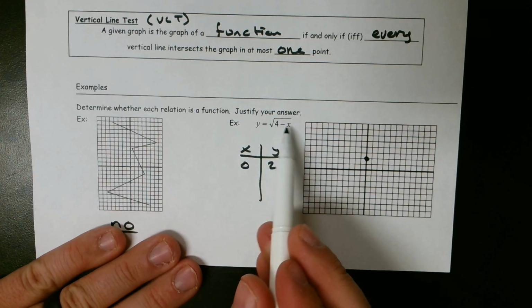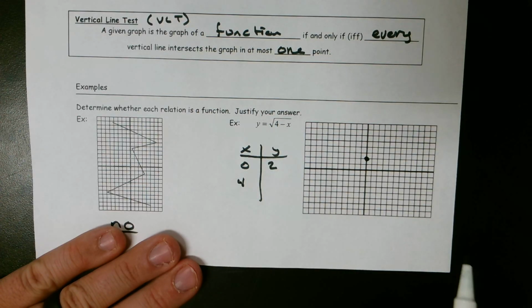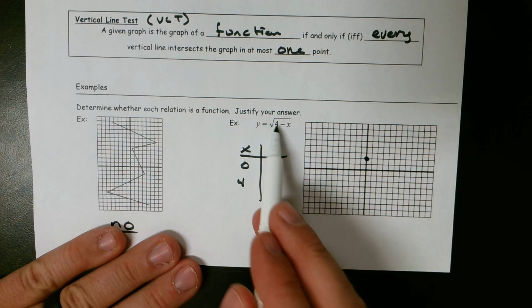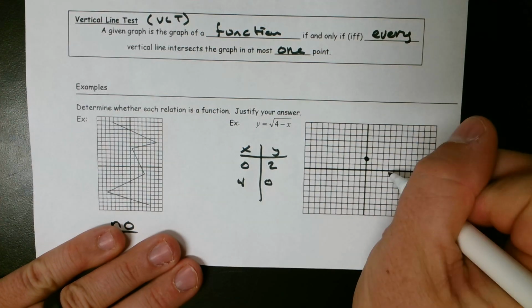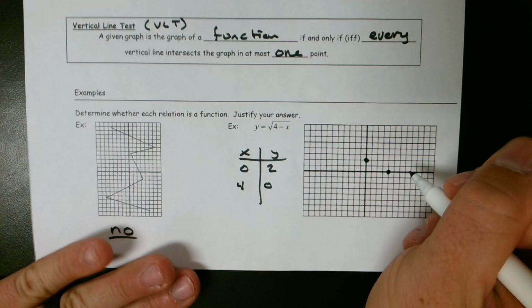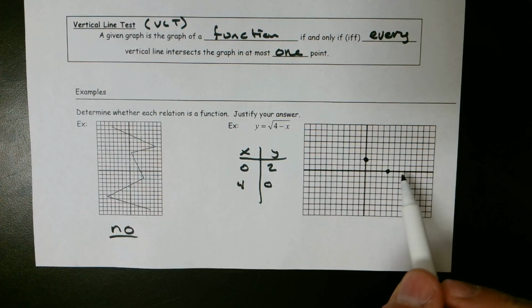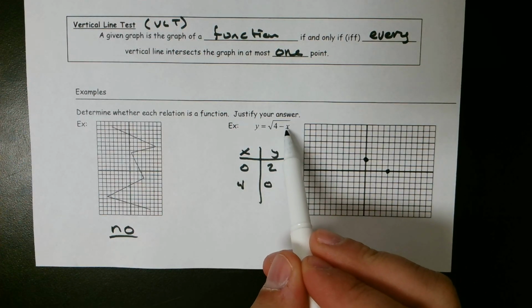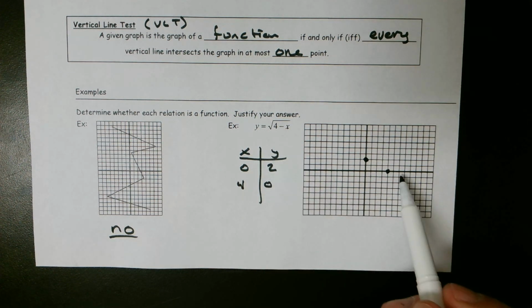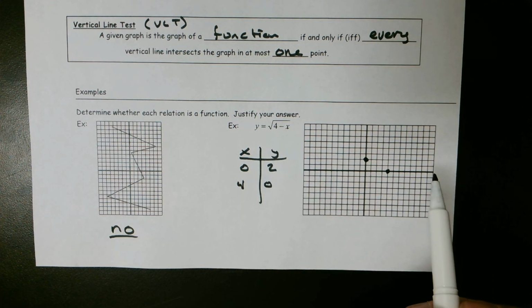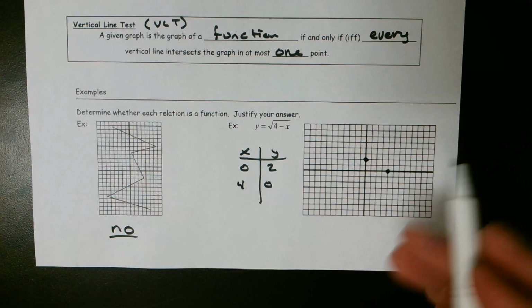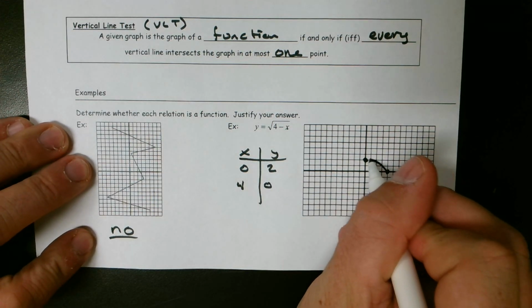And I'm going to plot 4. If I plug in 4, the square root of 0 is 0. So 4, 0. Now I know if I plugged in 5 or something like that, 4 minus 5 would be negative, and we're going to get an imaginary number. So anything to the right is not going to exist. And knowing that my square root graph is going to be an arc, I know it's going to look like this.